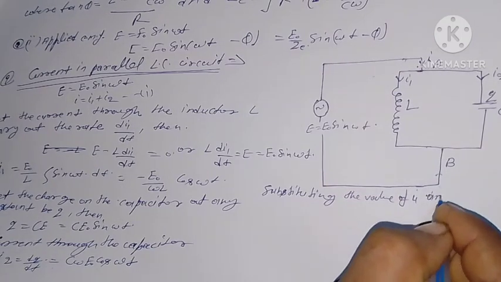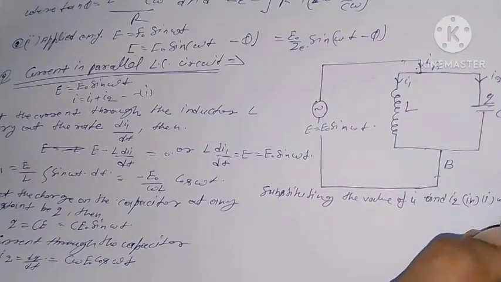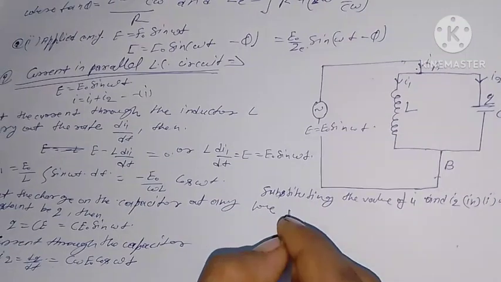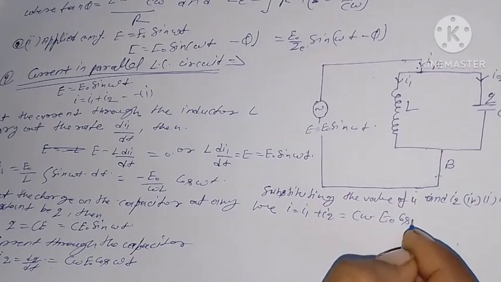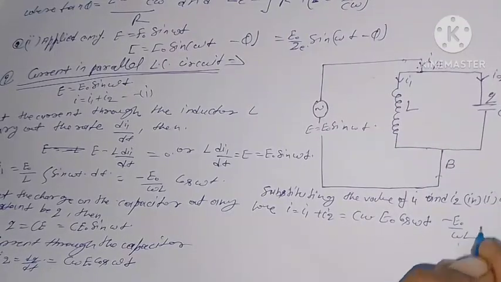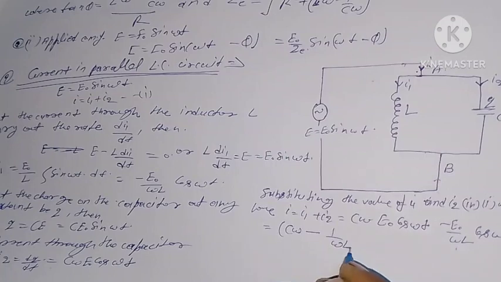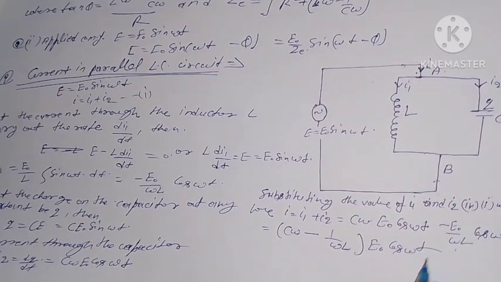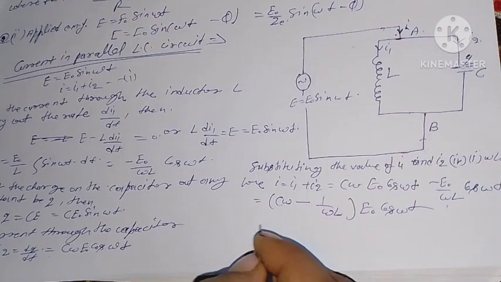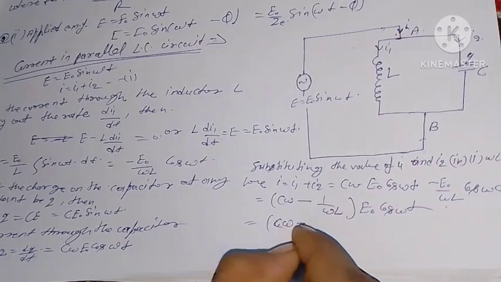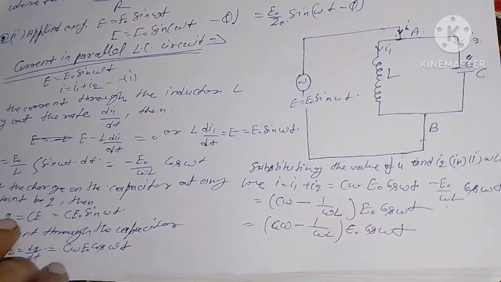we have I equal to I1 plus I2 equal to C omega E naught cos omega t minus E naught upon omega L cos omega t, equal to (C omega minus 1 upon omega L) E naught cos omega t.